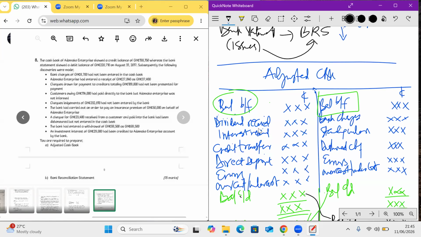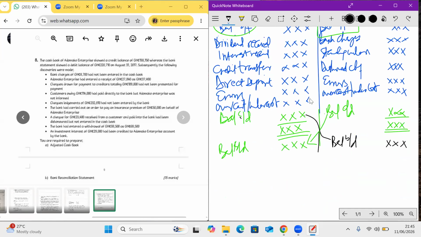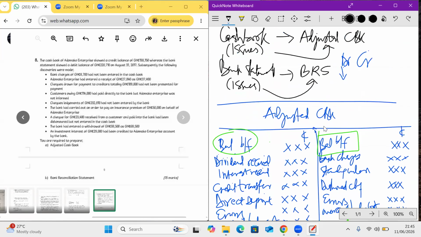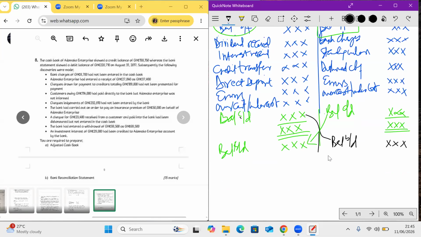Are we good? Yeah. Now, we are done with the adjusted cash book. What is used when there are issues with the original bank statement? What is used to correct it? The adjusted cash book. What is used to correct issues with the bank statements? The BRS. Are you writing?